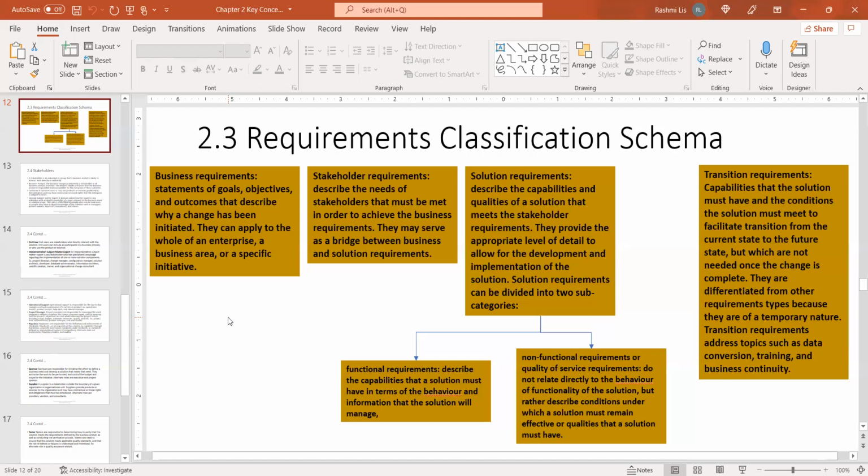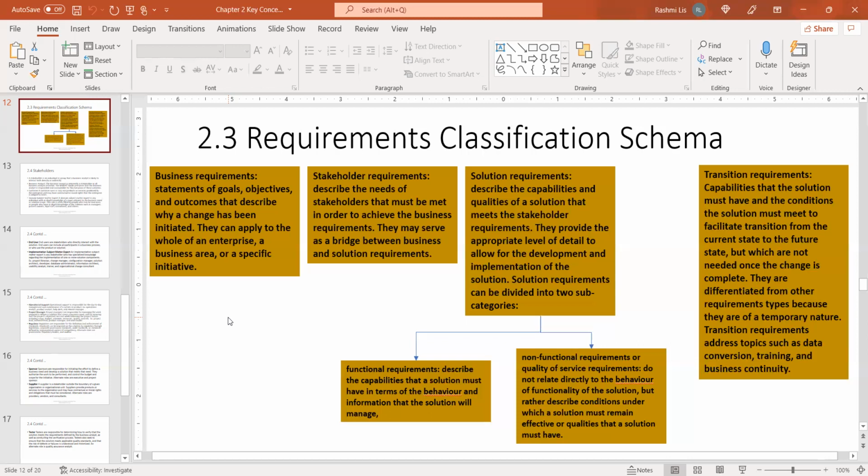The next requirements classification is the stakeholder requirements. Stakeholder requirements describe the needs of stakeholders that must be met in order to achieve the business requirements. They may serve as a bridge between business and solution requirements. So think of stakeholder requirements as maybe functional specs in some instances, but in some instances they could be higher level requirements between business requirements and solution requirements, which consist of the functional specs.